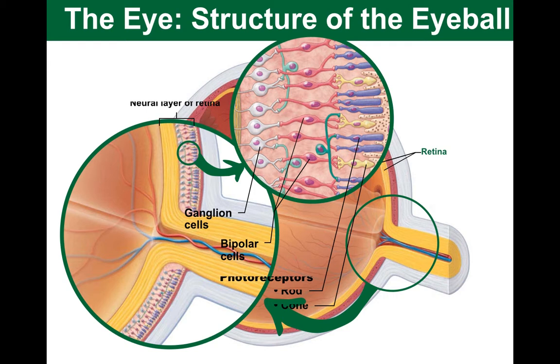Another important structure to notice here is the optic disc. You might have heard about this as the blind spot. It is named this because the area lacks photoreceptors, so we cannot see what falls on this region.